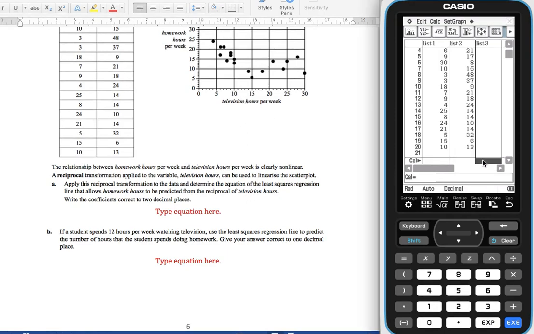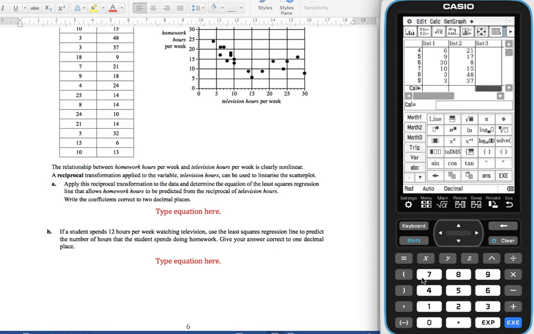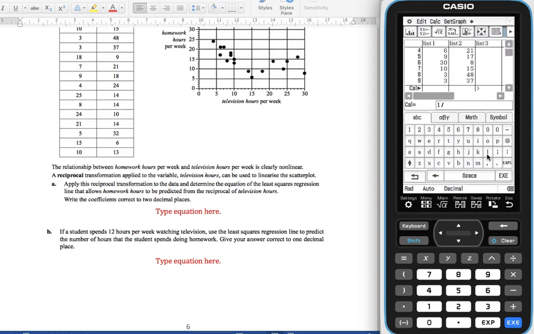So at the bottom of list 3, we're going to put in our transformation. And the transformation is 1 over, or 1 divided by, list 1. And remember that we have to type the word list into the calculator using the keyboard, and we bring up a whole bunch of numbers in list 3. These are our transformed x values.